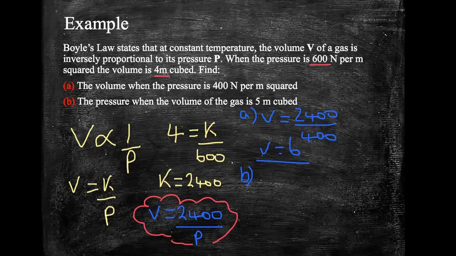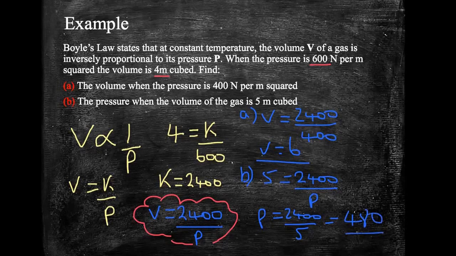Part B, we'll be working the other way around. This time we're told that the volume is 5. We know we've got 2,400 divided by P. I want to work out what P is. P is going to be 2,400 divided by 5, which is going to give me an answer of 480.